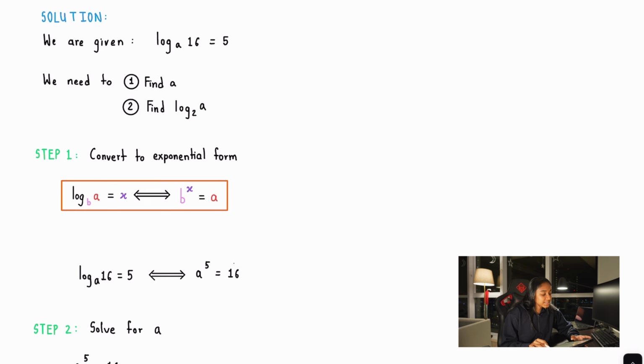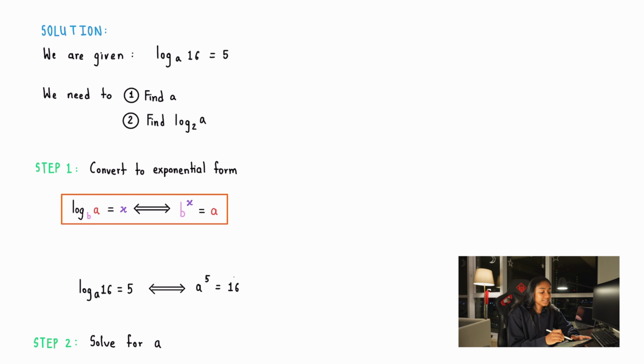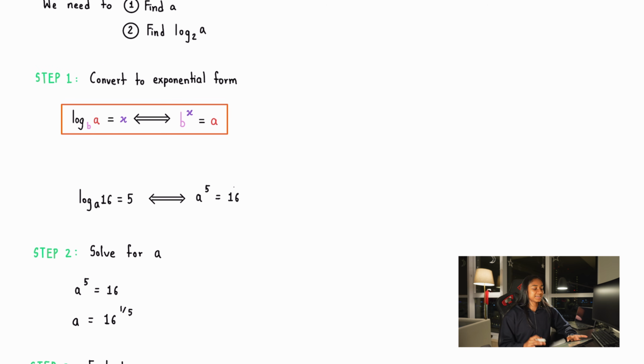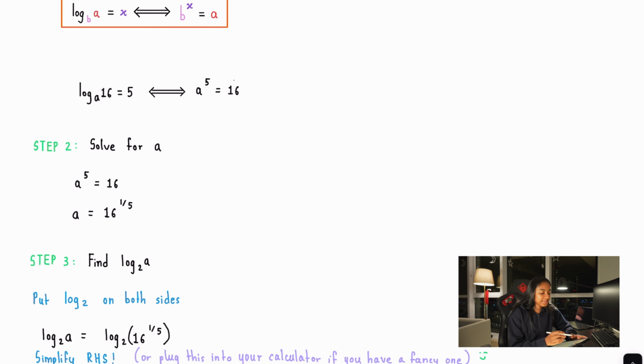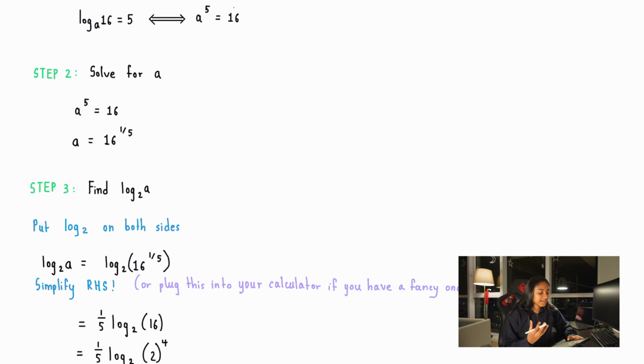So we are given log base A of 16 is equal to 5. The first thing we need to do is find A, because when we find A, we could solve the whole thing. All we have to do is find log base 2 of A. If we have A, we could compute it. So you see, big brain, guys. Step 1, convert to exponential form using this relationship. We know that log base A of 16 is equal to 5 can be converted into A to the power 5 is equal to 16. Okay, so this is much easier on the eyes.